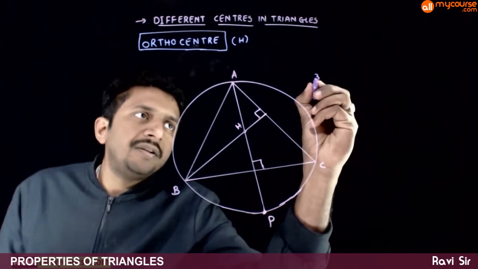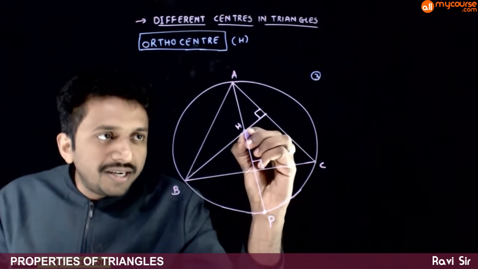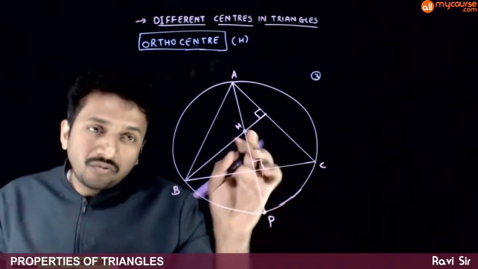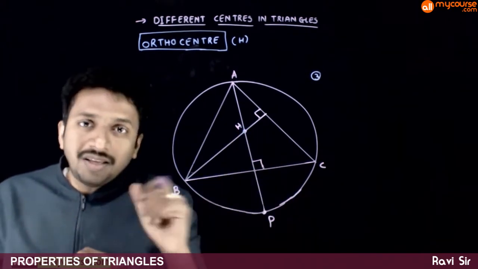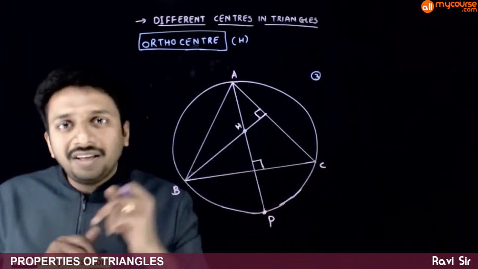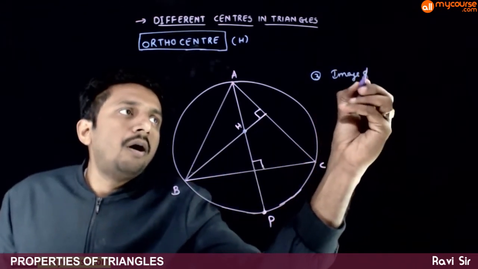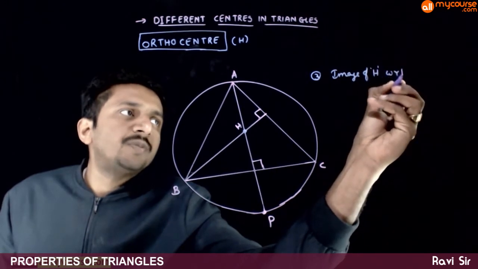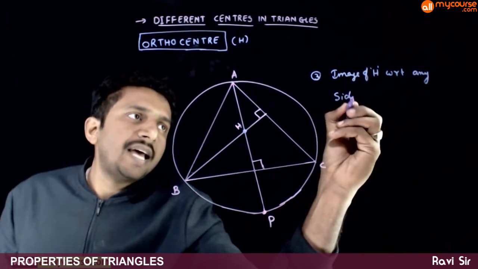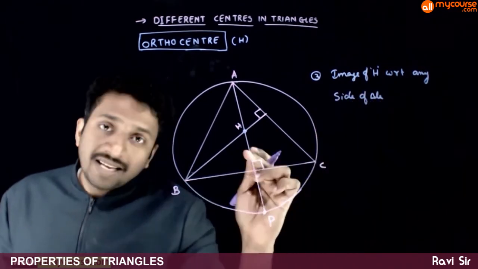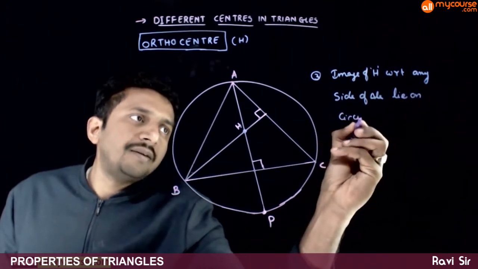So the third point that you need to remember is that the image of orthocenter with respect to any of the sides of the triangle always lies on the circumcircle of the triangle. The image of orthocenter with respect to any side of a triangle always lies on the circumcircle of the triangle.